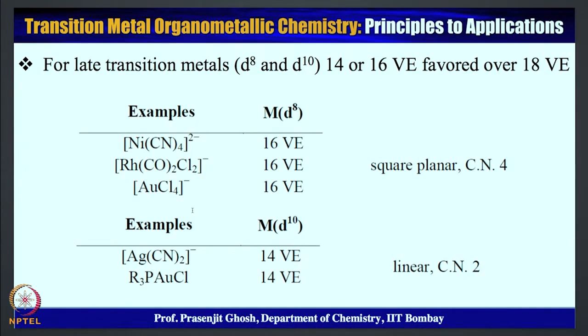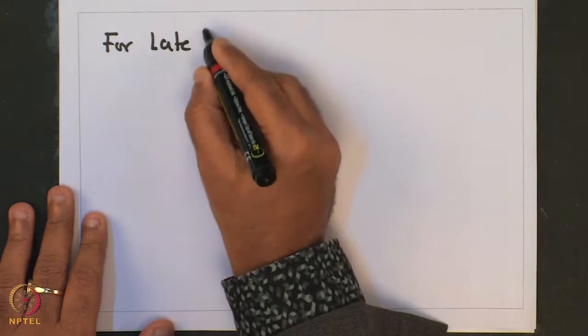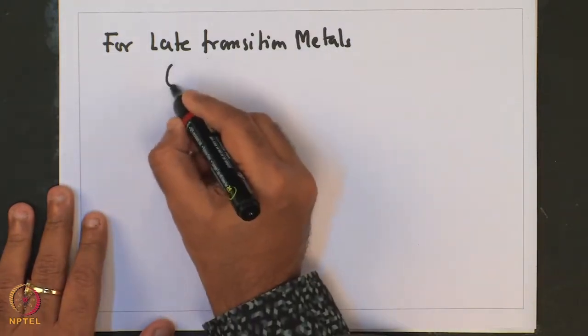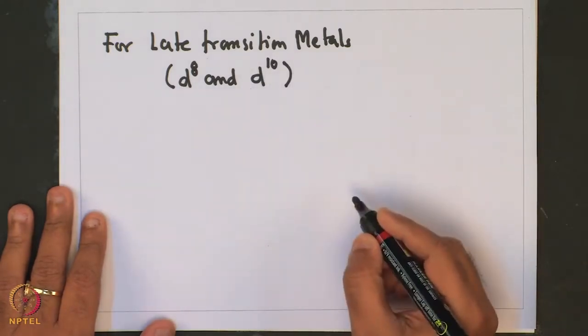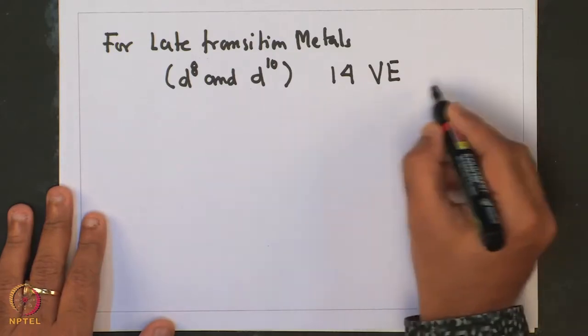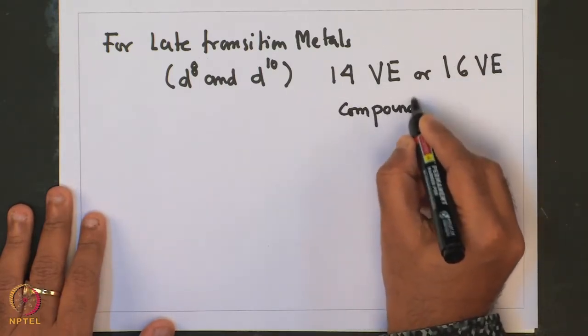And today we are going to look into this 18 valence electron rule from a critical standpoint, particularly from the complexes which show deviations from these. For example, for late transition metal compounds, particularly d8 and d10 ones, 14 or 16 valence electron compounds are favored.